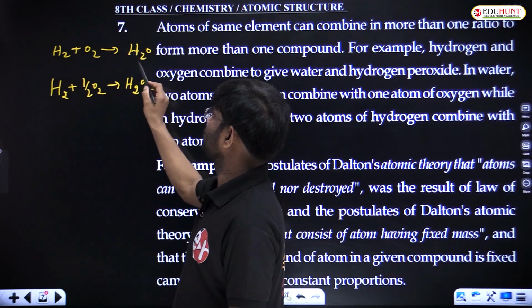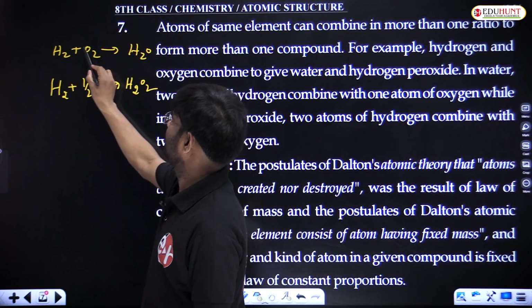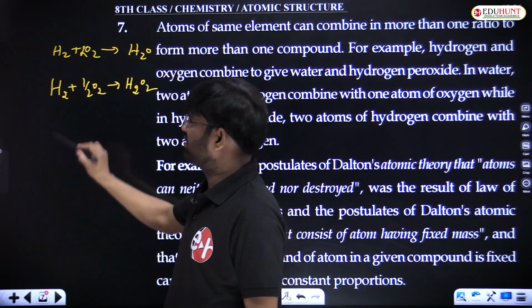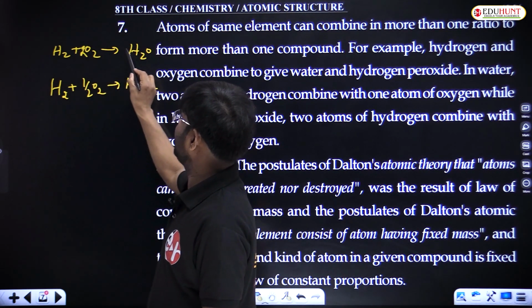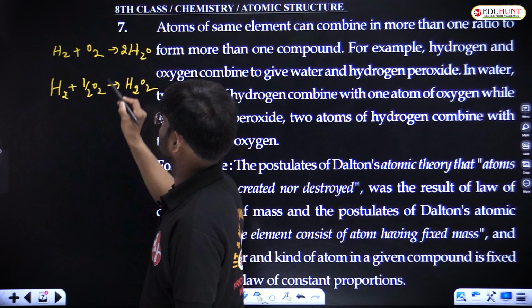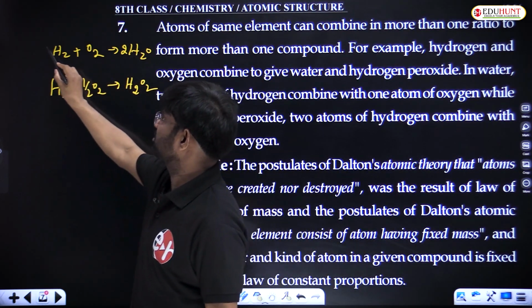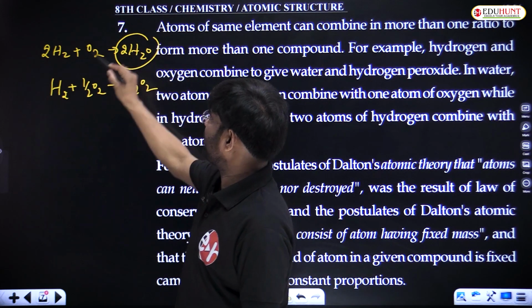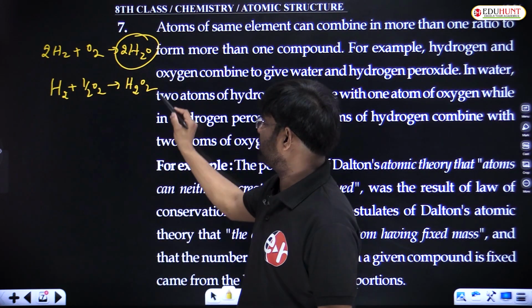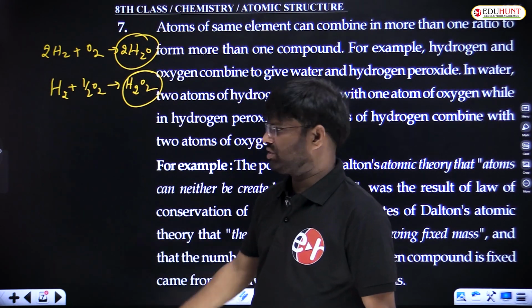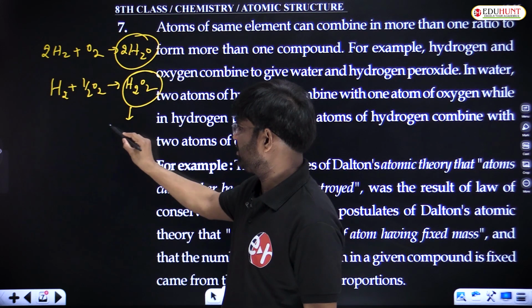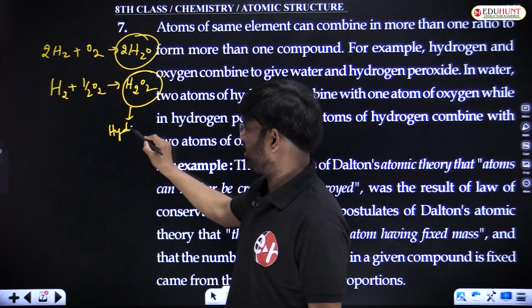In order to form H2O, 2 moles of water will form from 2 oxygens only. Here 2 oxygens. But here, what is the product? Water. Here, what is the product? H2O2. This is hydrogen peroxide.